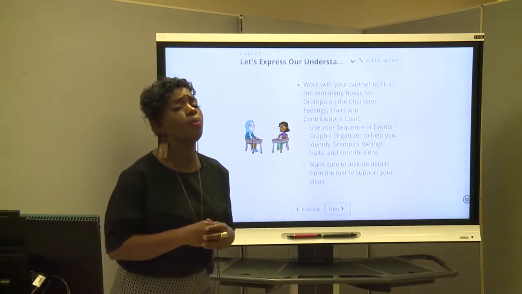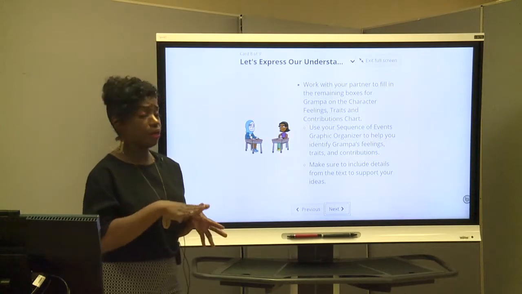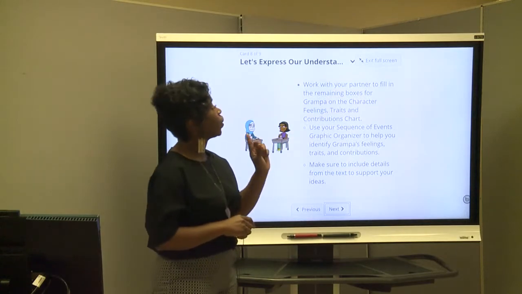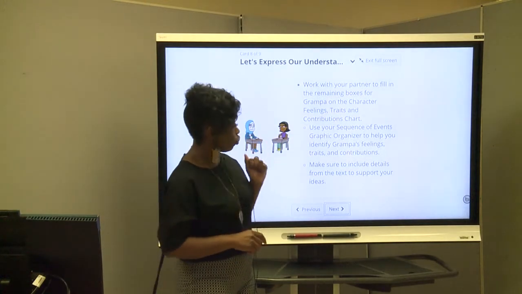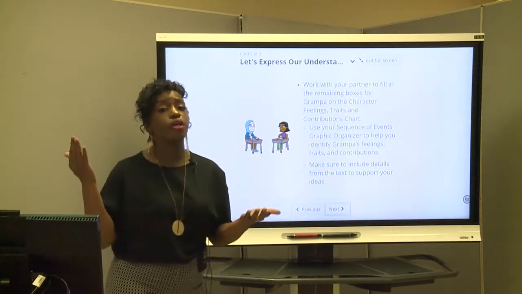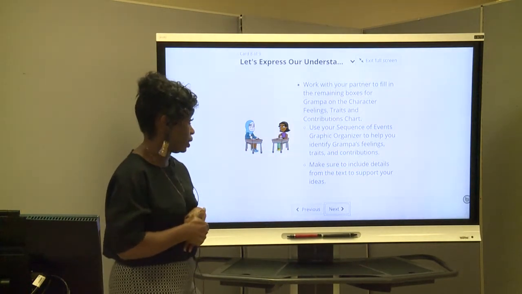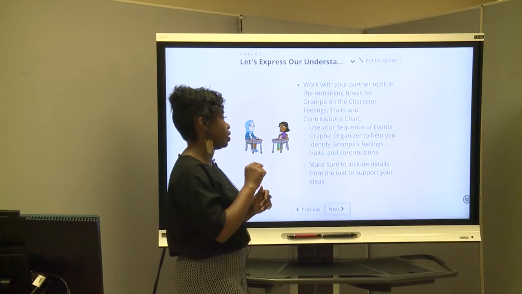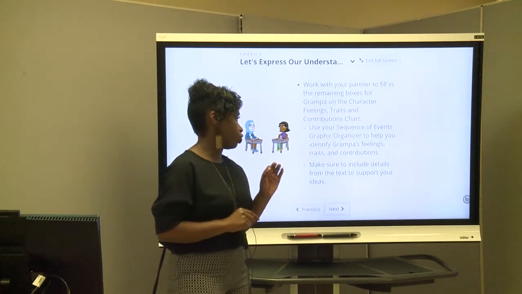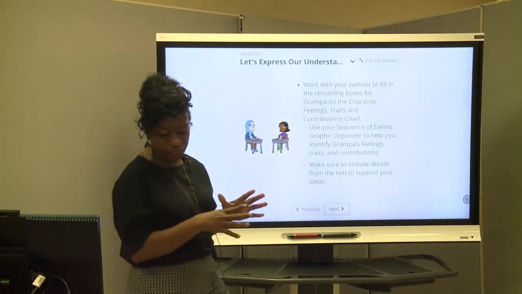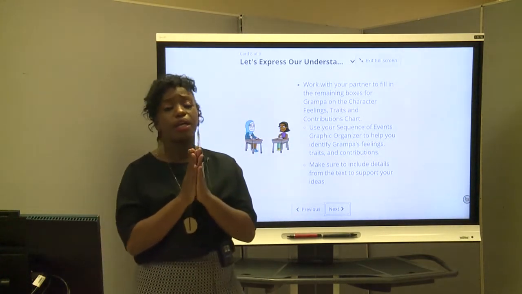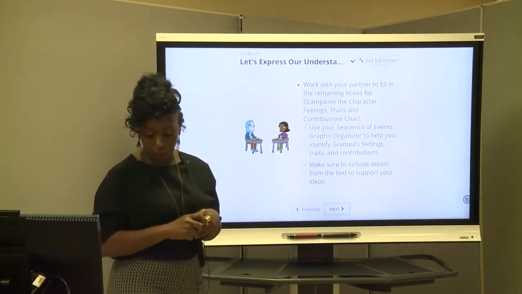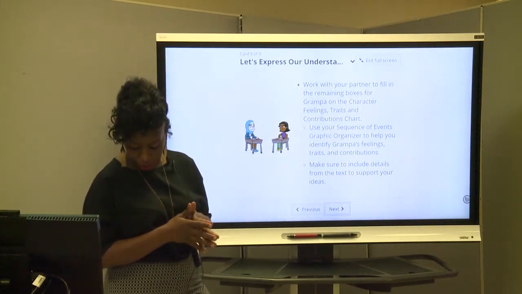So now that we know about character traits and feelings, and we know about character contributions, you're going to work with your partner to fill in the remaining boxes for Grandpa on the character, feelings, traits, and contribution charts. You're going to use your sequence of events. So you need both papers in order to complete this part of our lesson. You're going to use your sequence of events graphic organizer to help you identify Grandpa's feelings, traits, and contributions, and make sure to include details from the text to support your answer. Now, the only thing you're completing this chart on right now is on Grandpa's feelings, traits, and contributions. So we're working with Grandpa's feelings, traits, and contributions right now.